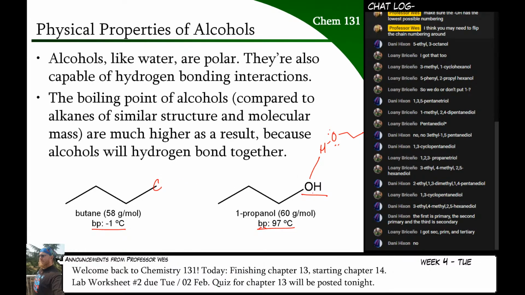1-propanol, which has about the same mass, I just replaced the C here with an O. Its boiling point is way higher because it can hydrogen bond to itself. Butane only has dispersion. Propanol has hydrogen bonding. Things with hydrogen bonding stick to each other much more strongly and thus will not boil unless you heat them up much more.